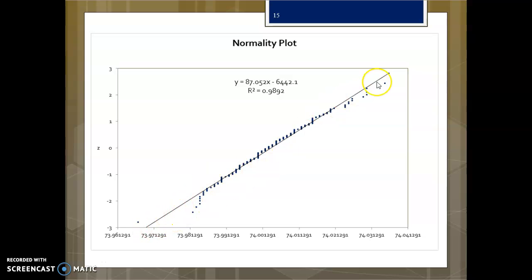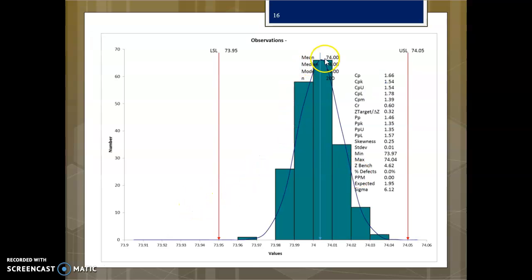So here's the normality plot. It looks pretty good, doesn't it? All the points. There's a little bit over here on this end. So let's see what it looks like. We have a pretty decent shape here. So let's see what our CP is. Our CP is 1.66. That's pretty good. The CPK is 1.54. And then we have these other ones here, and we're going to talk about each of them: the CPU and the CPL and the CPM. I'm not sure if we talk about the M.